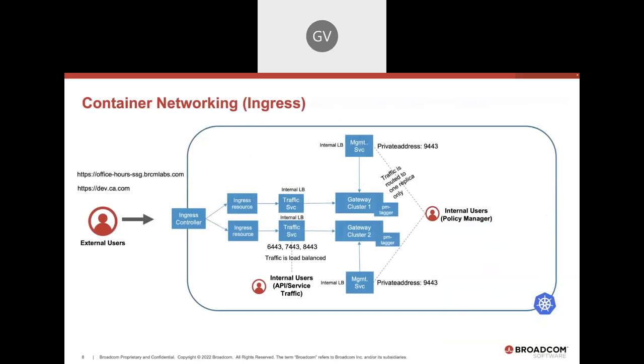So, a quick one on container networking. The demo that we'll be going through today has this configuration or setup enabled. We've just got one cluster, but we have an ingress controller. We create an ingress resource, and that points to an endpoint we have configured, officehours.ssg.brcmlabs.com. That's going to route to the standard traffic service, which is going to be of type cluster IP in the demo today, and that's going to route to the gateway on a specific port.